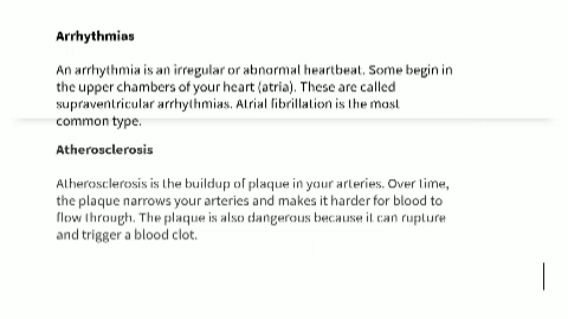Okay. Then arrhythmias. Arrhythmia is an irregular or abnormal heartbeat. Some begin in the upper chambers of your heart, the atria. These are called supraventricular arrhythmias. Atrial fibrillation is the most common type. Arrhythmias are nothing but irregular or abnormal heartbeats. Okay, clear. Then coming to atherosclerosis.